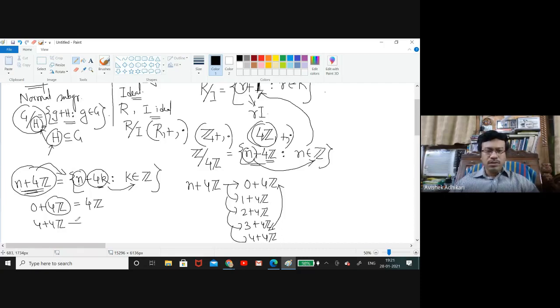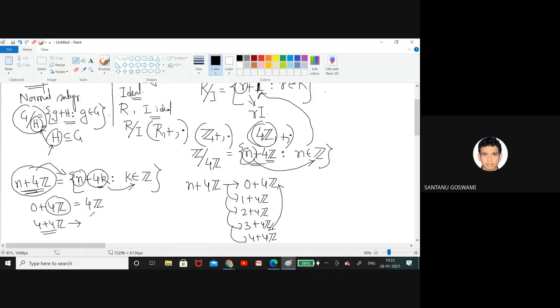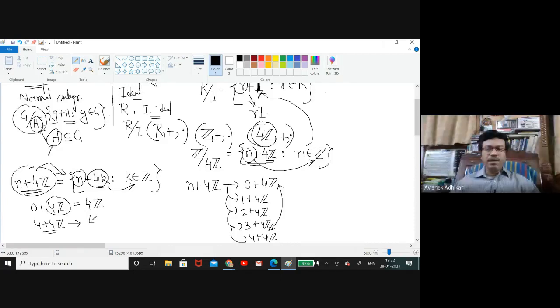Now what about this? You have all multiples of 4, and you are adding each of these elements with 4. Then what will it look like? Can somebody tell me how this 4 plus 4Z will look like as a set? It will simply look like what set? Anybody? Yes, so it should be same as 4Z. So these two elements are the same. So 0 plus 4Z and 4 plus 4Z are the same.